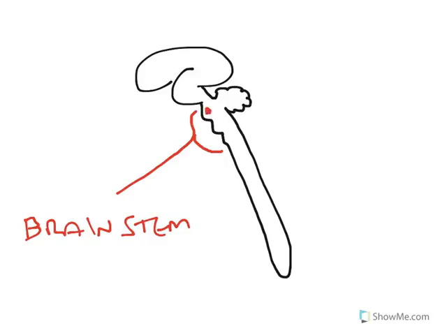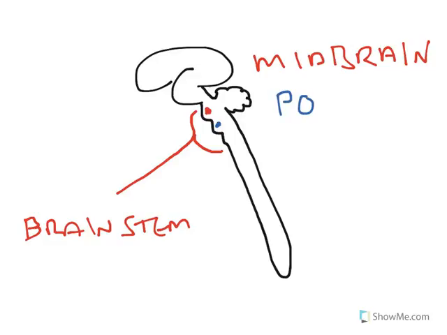Where I'm drawing this red blob here, this is known as the midbrain. So the midbrain is the most rostral part of the brainstem. Where I'm putting this blue blob here, this is known as the pons. So this is in an intermediate position. And where I'm putting the green blob down here, the most caudal part of the brainstem, this is known as the medulla.